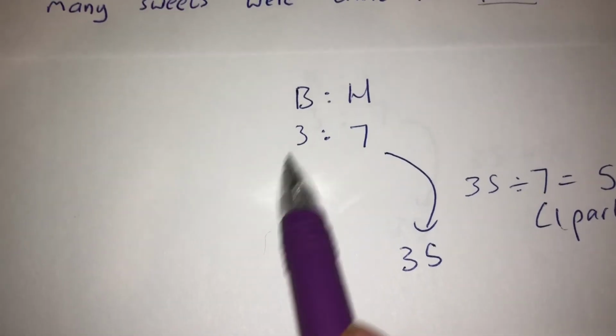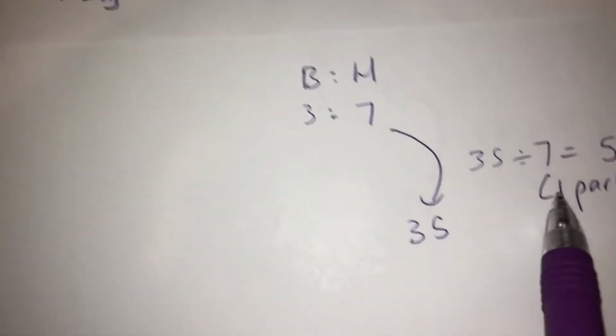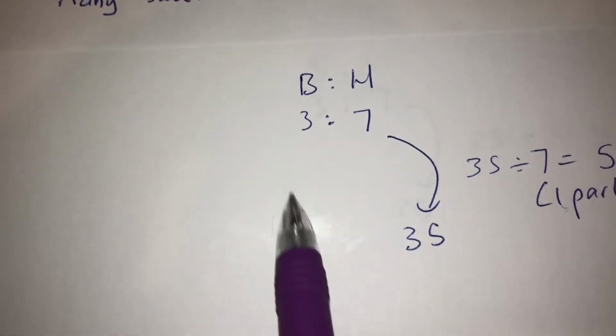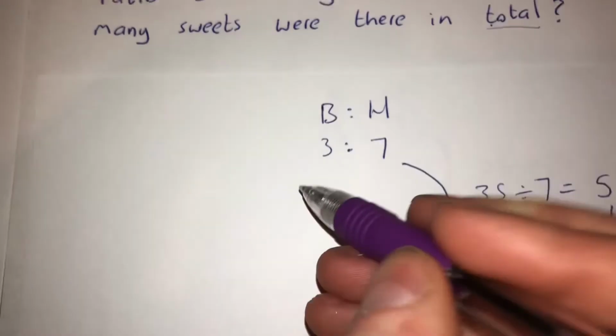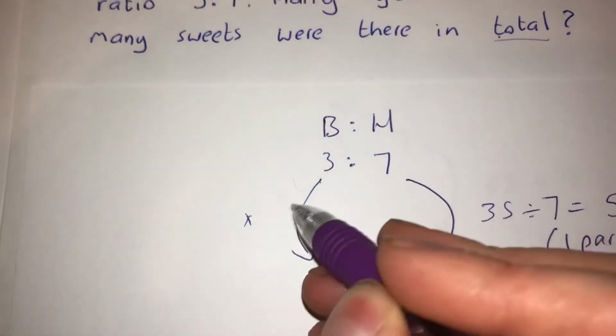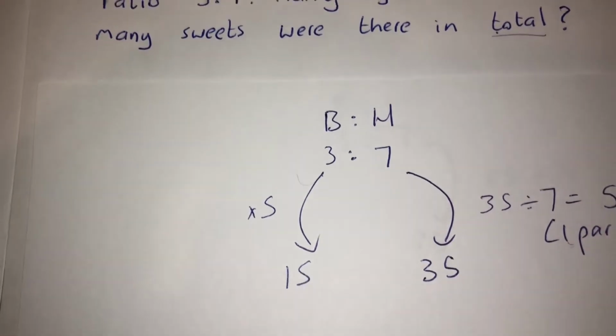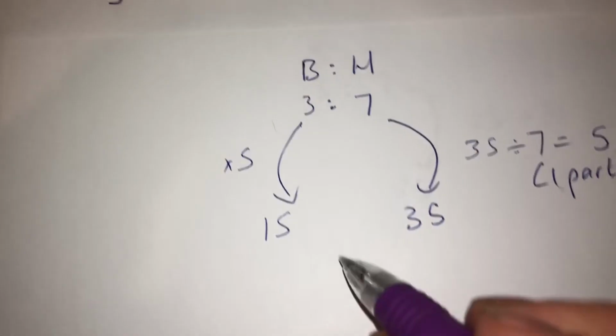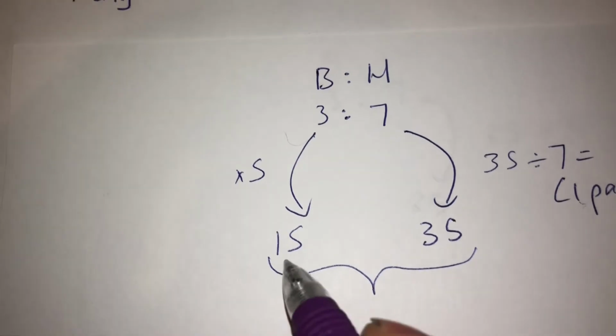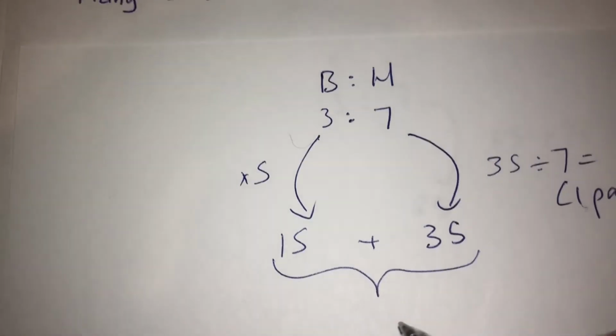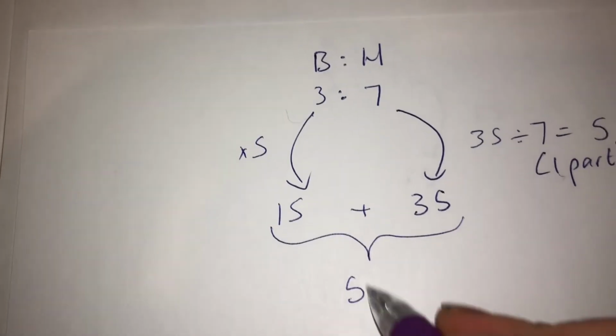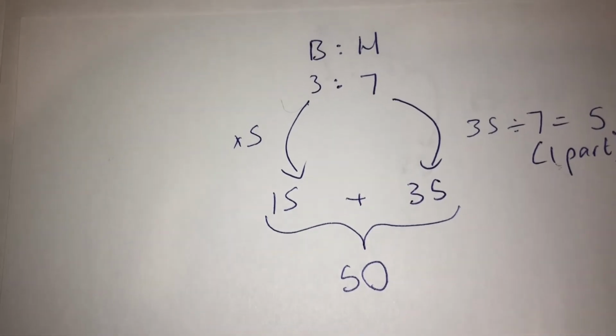So if I wanted to find Bob's amount, I would simply take 1 part, which is 5, multiplied by 3. Bob would get 15. Okay, so 3 times 5 is 15 sweets. Now that I know both sides, I can simply add them together. 15 plus 35, which is indeed 50. So the overall amount is 50 sweets.